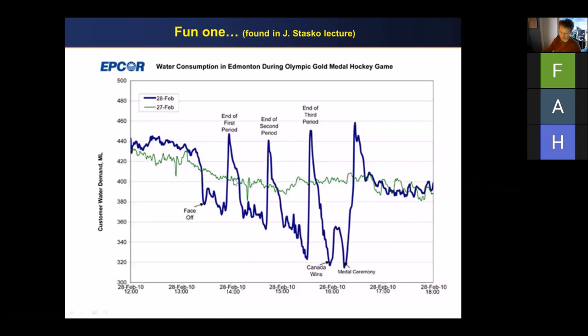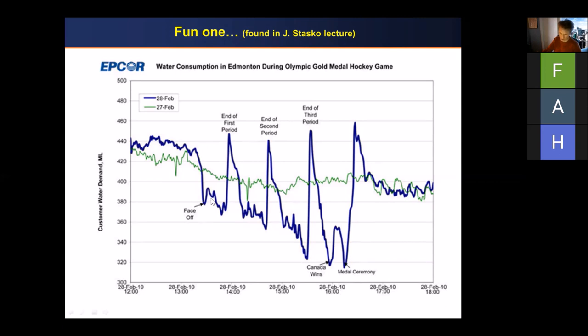Another one that I liked was this one, the water consumption in Edmonton during the Olympic gold medal hockey game. Edmonton is in Canada, and they're crazy about hockey there, right? This is the water consumption, the 27th February is the green one, and the 28th February is when the game happened. So they actually measured this and just plotted it over time, to see when the two teams faced off.